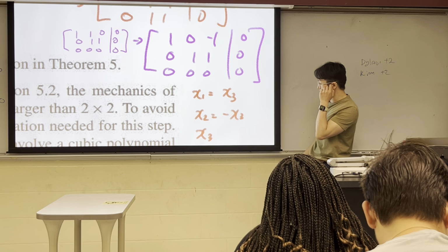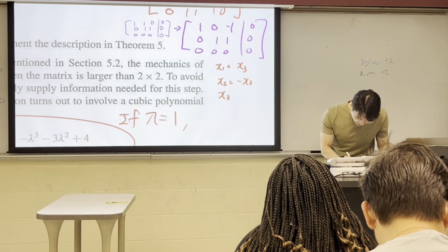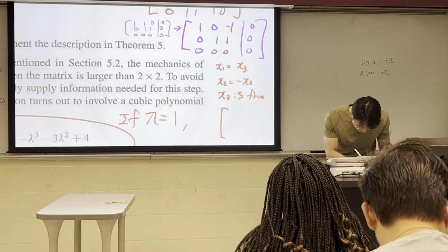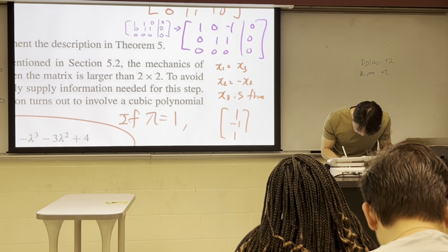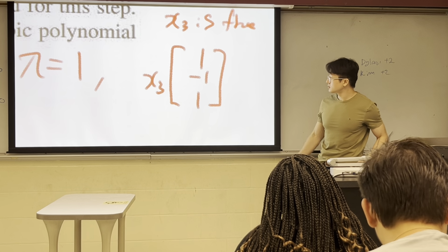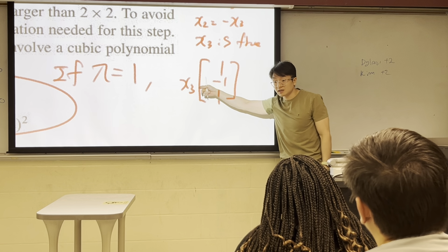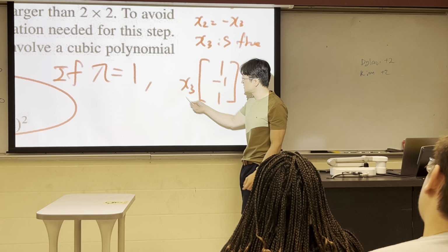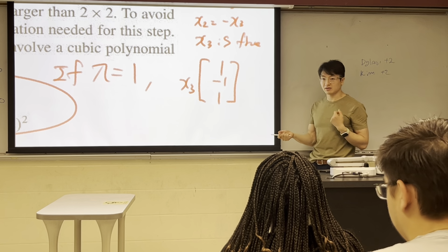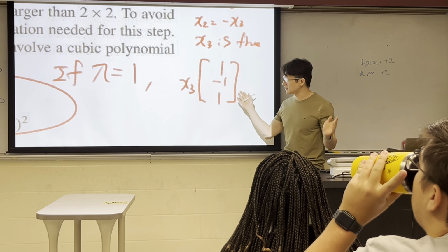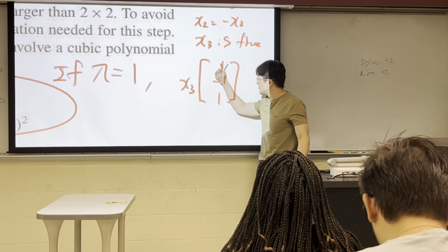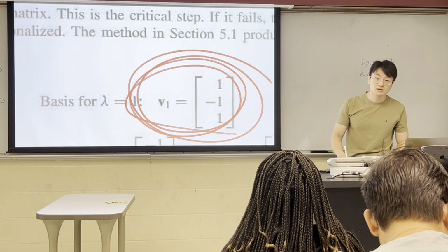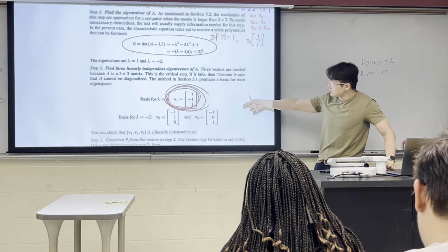So therefore the vector we're gonna get is x3 times 1, -1, 1. So this is what? Eigenvector or eigenspace? Space. You pick one thing, then you become the eigenvector, right? So let's say for simplicity, I pick 1 for x3, then just 1, -1, 1. Okay. So you do this.